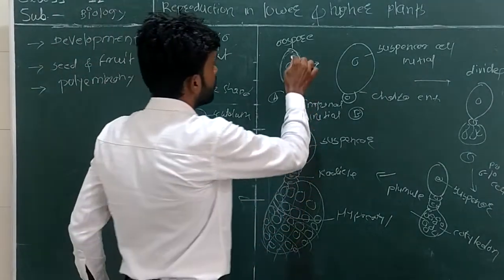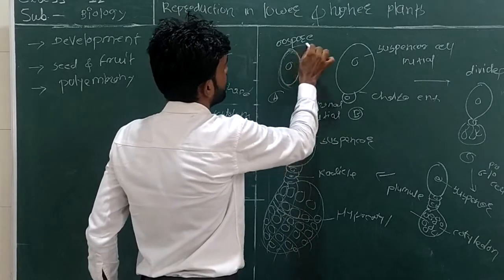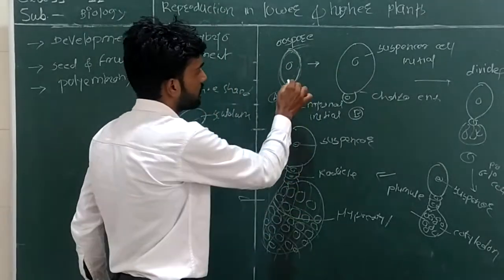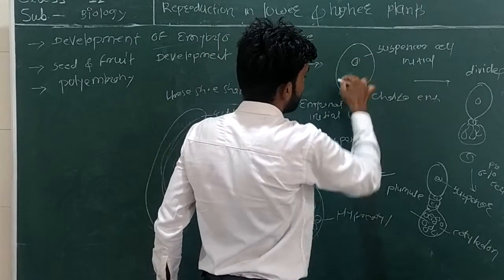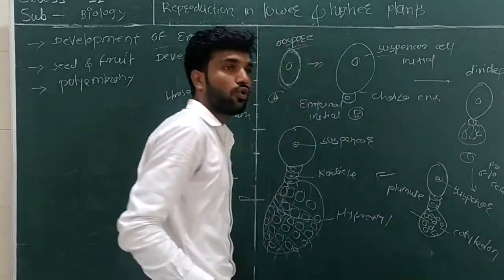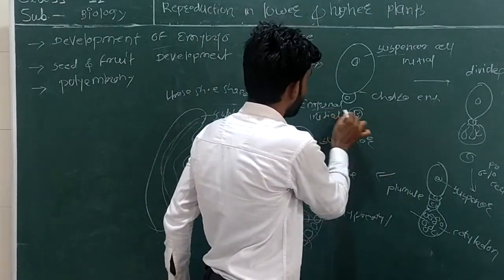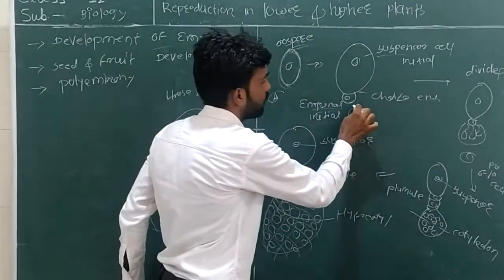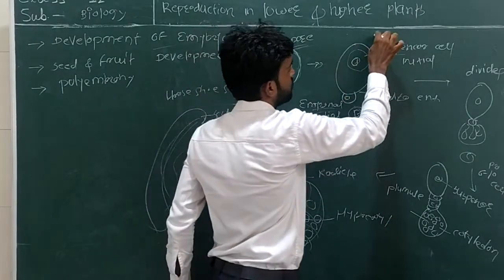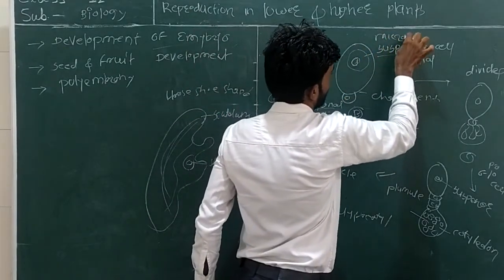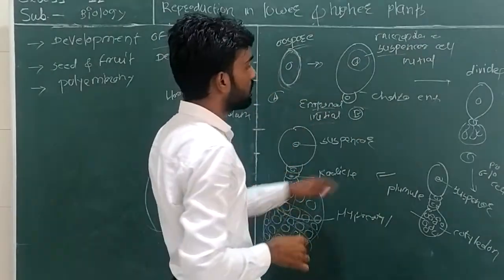Okay. So this is your zygote, which we call the oospore. It divides mitotically to form two cells. That is the suspensor cell, which we also call the suspensor initial, and the other is the embryonal initial. The suspensor cell is on the micropylar end, and the embryonal initial is on the chalazal end.